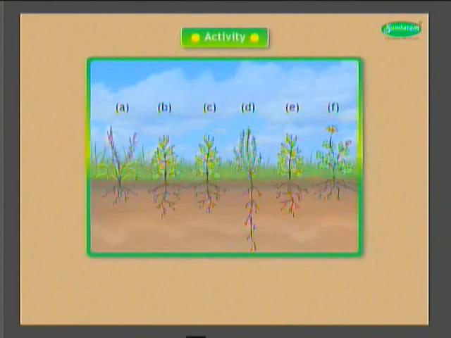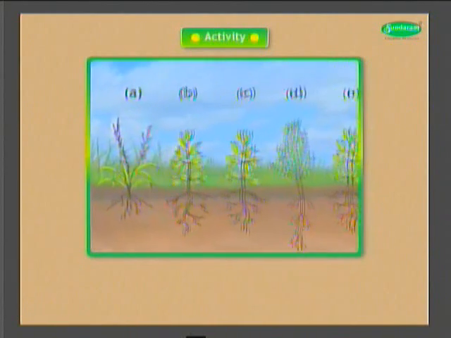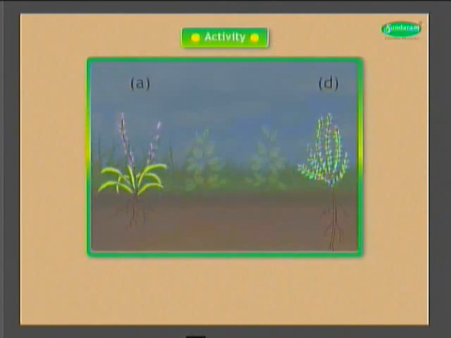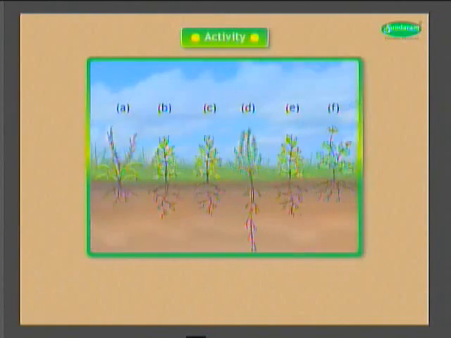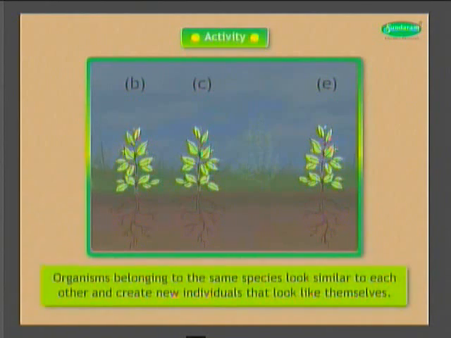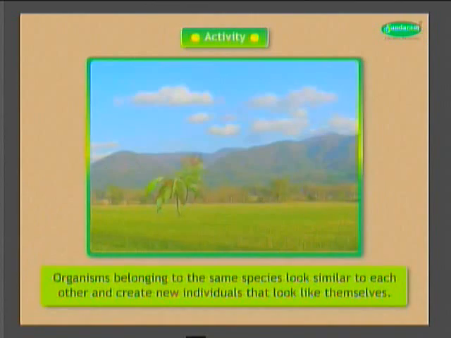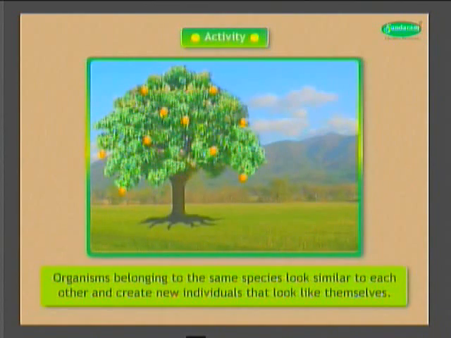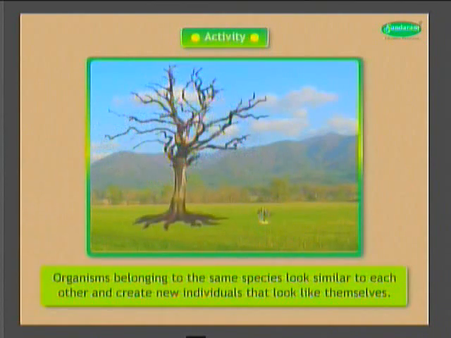Observe the picture and identify the plants belonging to the same species. Plants A and D belong to the same species. Plants B, C and E belong to the same species. Organisms belonging to the same species look similar to each other and create new individuals that look like themselves.